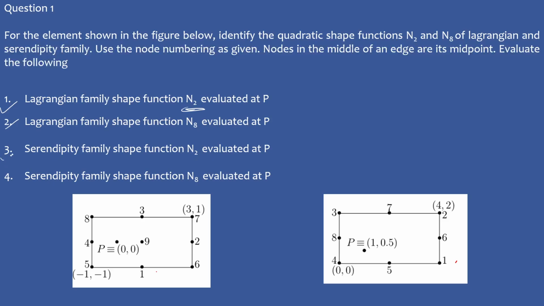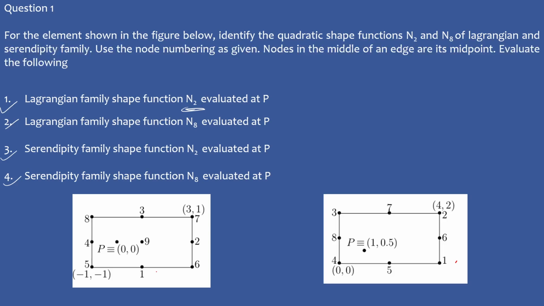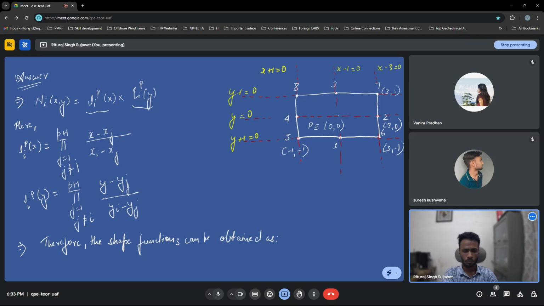Now you can try, so this is your first and second part. Now you can try with the third and the fourth part. So what is the serendipity family shape functions you can evaluate with the algebra. So how you can use the serendipity family shape function to calculate the interpolation function value at the node P. If you guys have any doubt, you can ask in the comments.